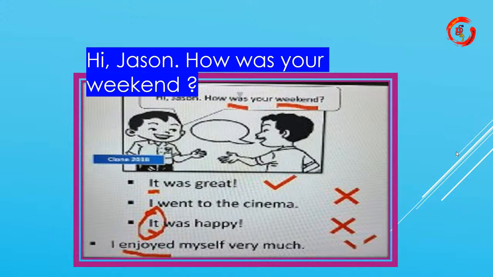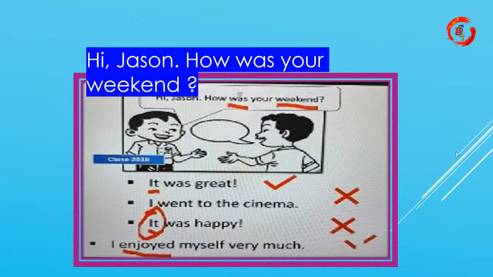Number 1, it was great. It's correct. Number 2, I went to the cinema. That's not wrong, but you're not answering, isn't it? He didn't say where did you go? He's asking, how was your weekend? So you must express your feeling, how was it?